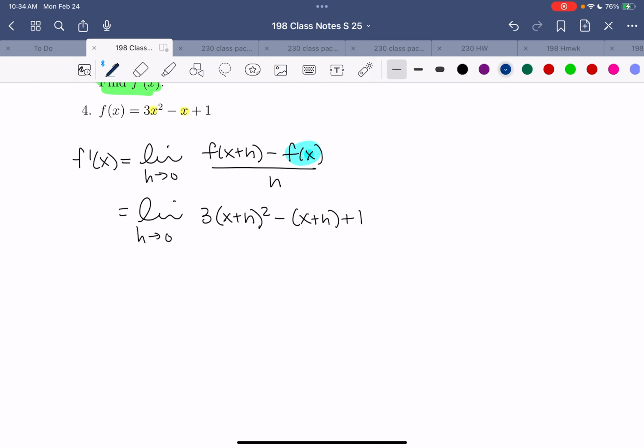Then I want my minus f of x. Now I'm going to have minus, and then I'm going to put it all in parentheses because it's more than one thing. So that will give me the 3x squared minus x plus 1. All of that over h.